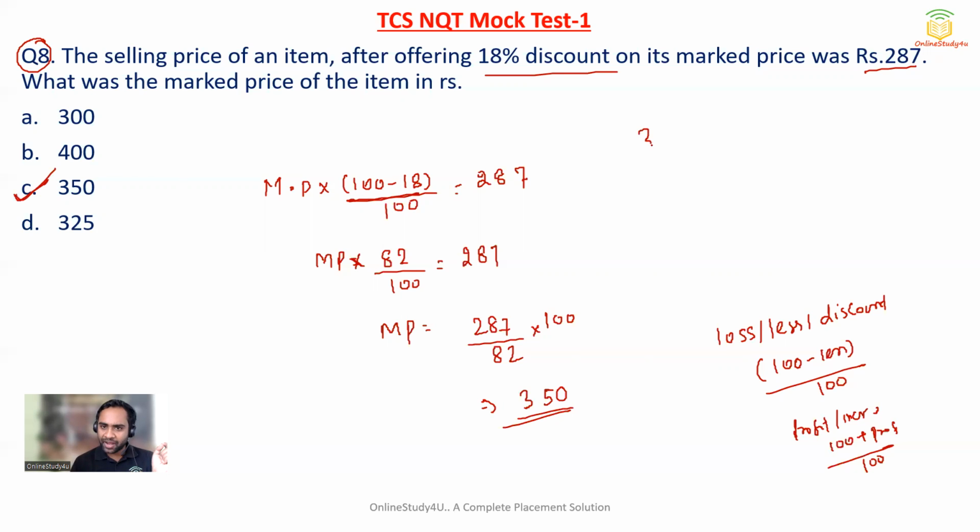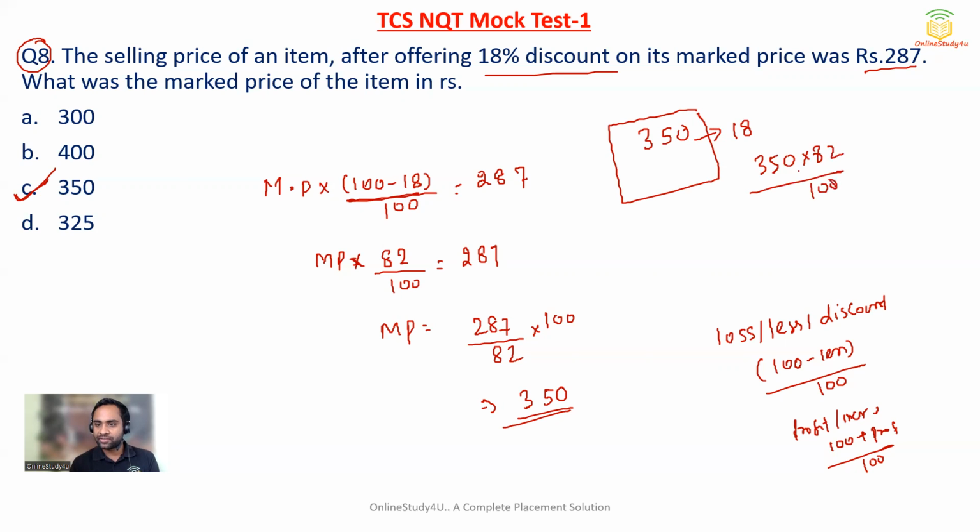That means the price marked on the article was 350, and we gave 18% discount. That means we charge them only 82%. So if you try to solve this also, 5 7s are 35, 5 2s are 10, and 41 times, then it will be 287. So option C will become the correct answer. I even reversed it and showed you.